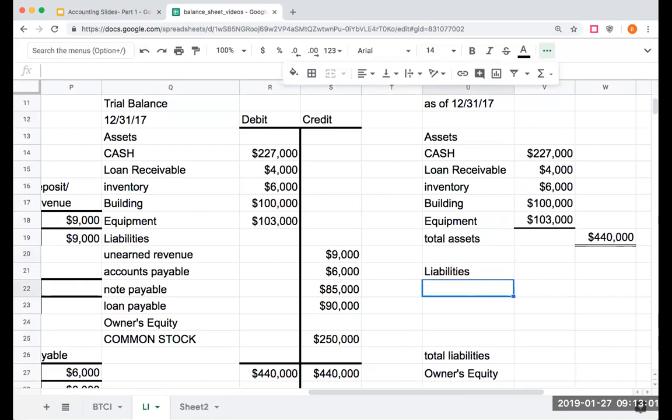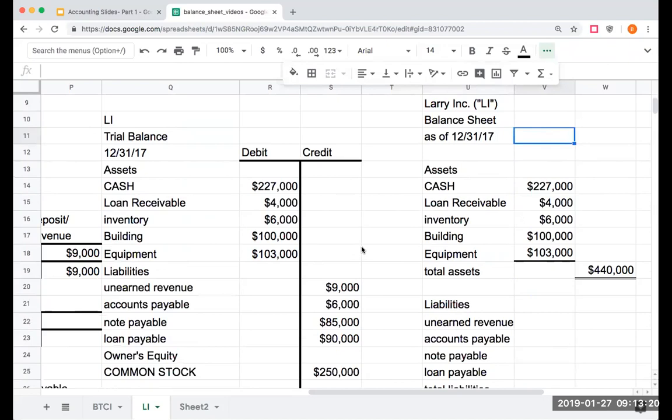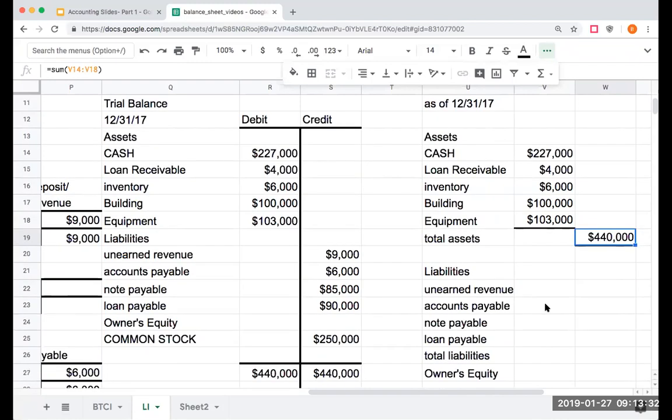Okay, so liabilities, unearned revenue, accounts payable, note payable, loan payable. Notice here, as I mentioned in my other video, I do not show debits or credits. We do not use debits or credits on the balance sheet. Very, very important. It is improper form. Here, you can write it like this. I'm doing the indentation just so you can see as the reader that it's easier to visualize.